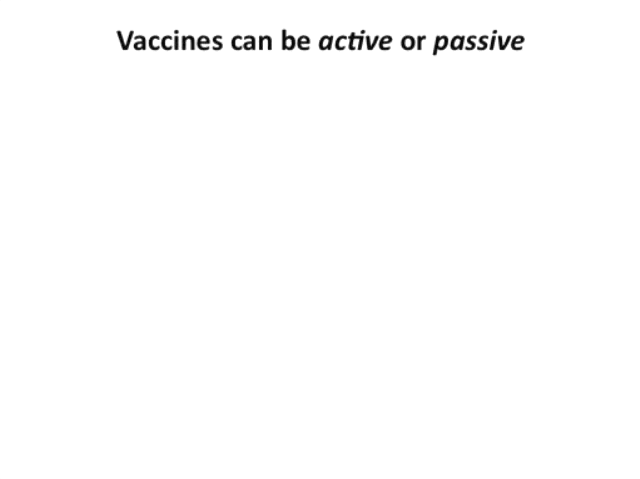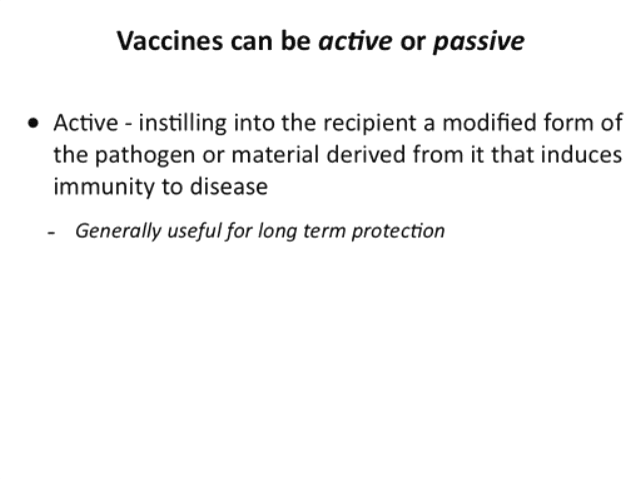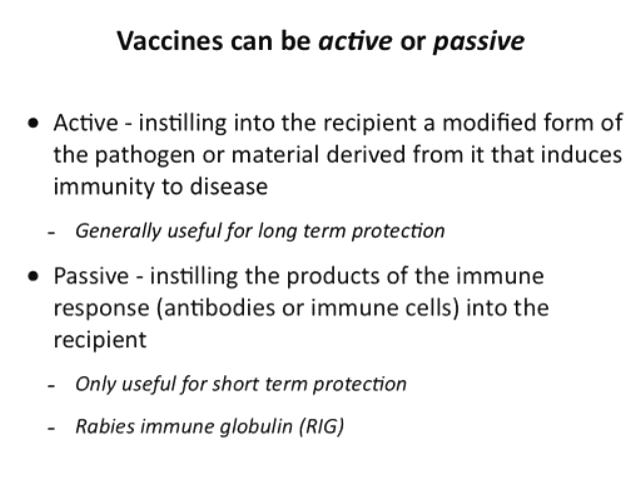So there are two kinds of vaccines. We call them active or passive vaccines. The active vaccine is when you put a modified form of the pathogen or a piece of the pathogen into the host, and it induces immunity. And this is what we use for long-term protection. This is what mostly we're going to talk about today. But I want you to know about passive vaccines, where you put the products of the immune response into people. You put antibodies or immune cells into people.